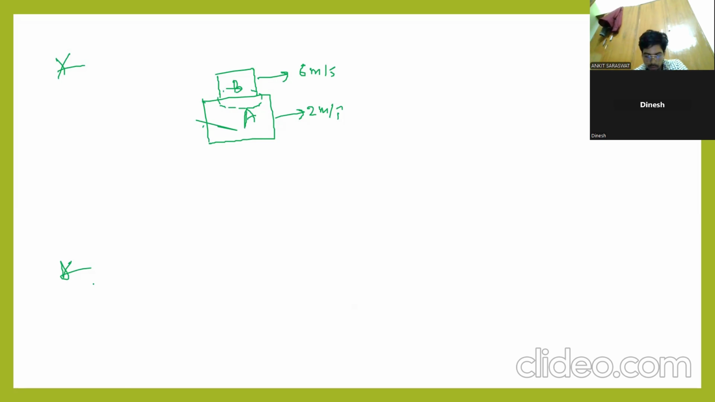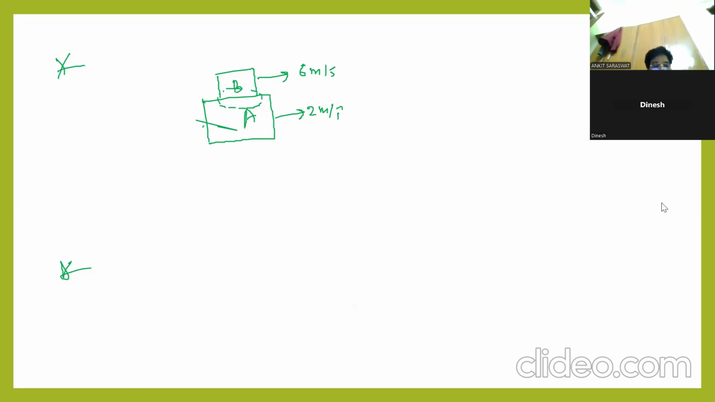Sir, for friction in the body B, the friction acts in the left direction, sir. Body A. Finding, sir. 1 minute, sir. Sir, for A body, it is in the right direction.